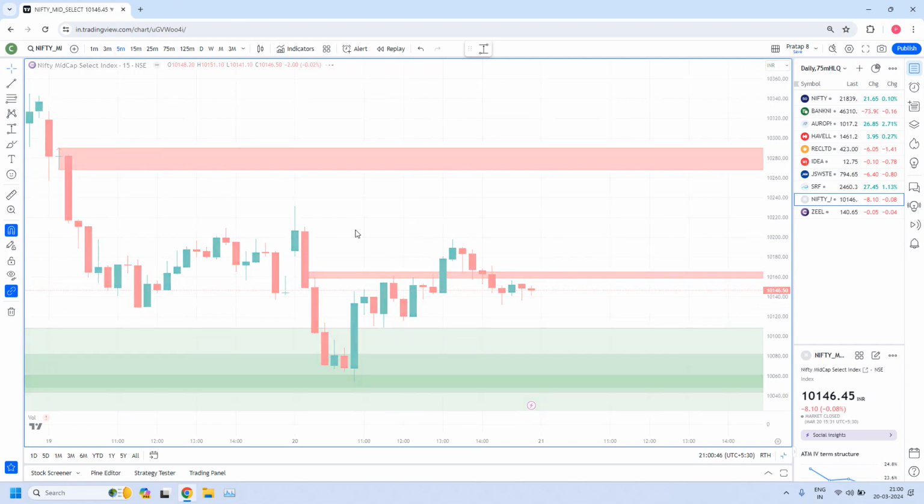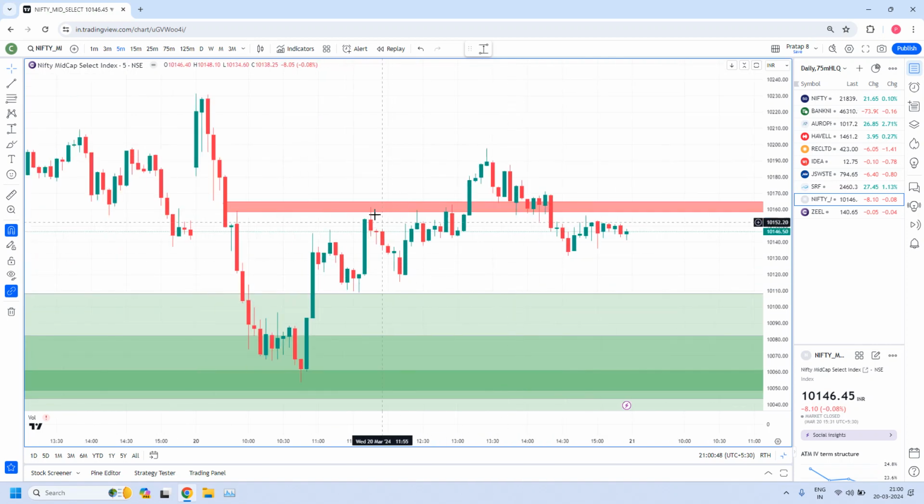If you look into the 5 minutes, you get better clarity. See here, already there is a rejection in this candle. That means in the lower time frame, probably some orders could have been captured here. Again orders are captured here, and again orders are captured here.